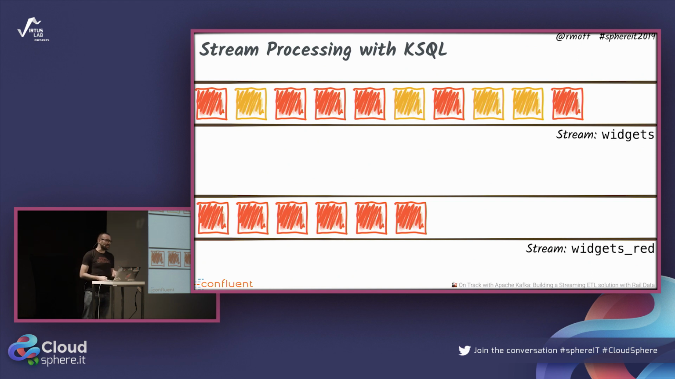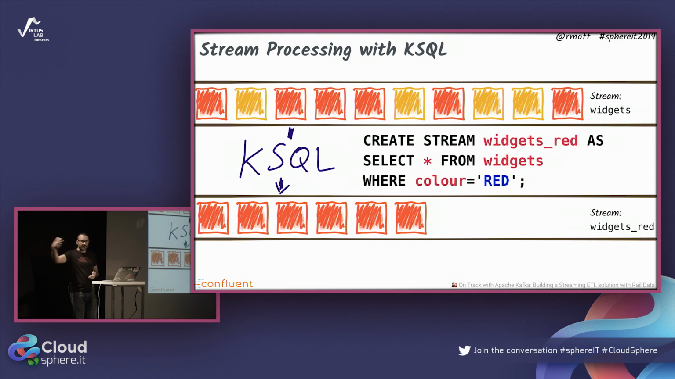We can do that using KSQL. We can do it using a bunch of other languages as well, if that's what you prefer. But KSQL gives you this abstraction on top of Kafka Streams. Kafka Streams is a Java library. It's part of Apache Kafka.